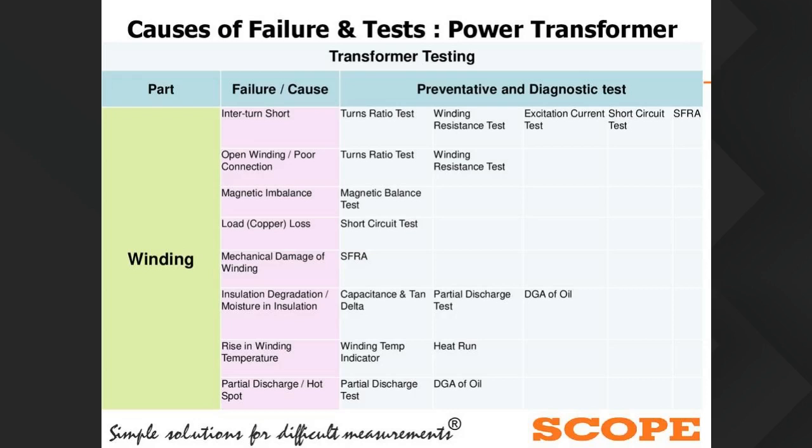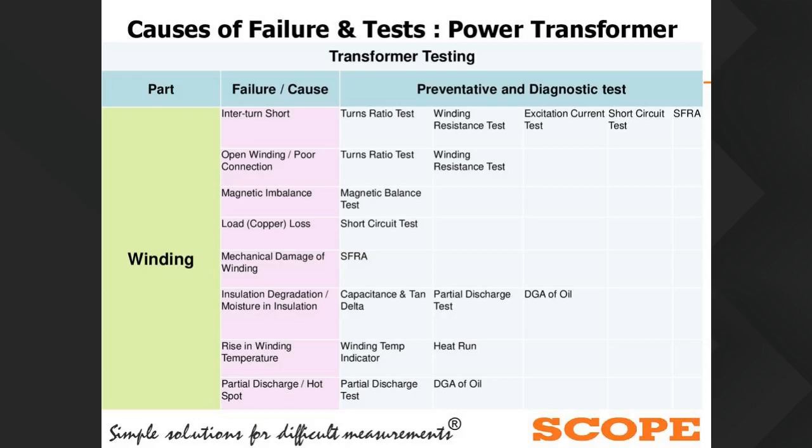For that, we have different tests that we need to carry out to find the exact reason for failure of the winding. If we need to find out whether interturn short failure is there, we can use the turns ratio test, winding resistance test, excitation current test, short circuit test, and SFRA test. So these are the tests. By taking the results from these tests and comparing them with the base results, we can find out whether there is any interturn short or not. So these are all the tests that we need to carry out.